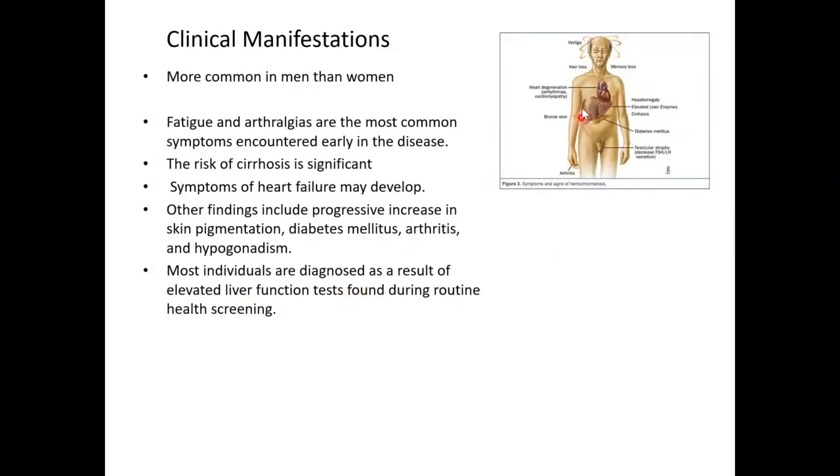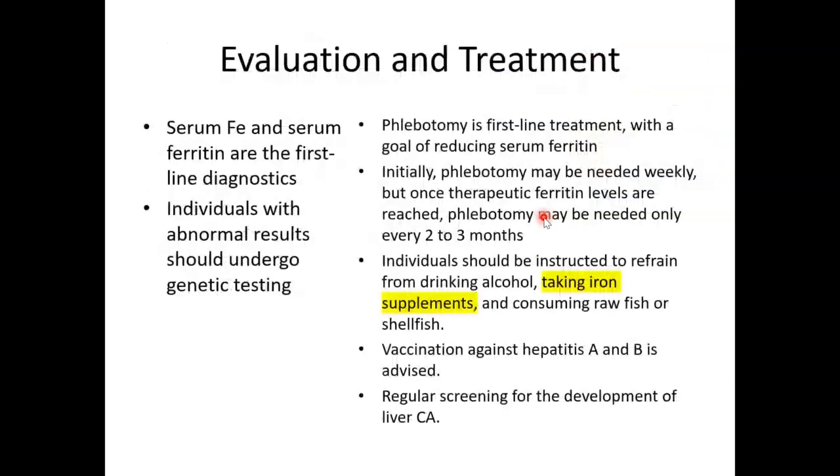That's often how it's found, or somebody may come in already in a progressive stage with some symptoms like what we're seeing in this person right here. And then evaluation, serum iron and serum ferritin are the first diagnostics. Individuals with abnormal results should undergo genetic testing. Again, make sure that it's generally something with genetics versus us giving it to the person, like with transfusions. Phlebotomy, talking about that again, is the first line of treatment with a goal of reducing the serum ferritin. Ferritin stores iron. Initially, phlebotomy may be needed weekly, but once the therapeutic ferritin levels are reached, phlebotomy may be needed only once every 2 or 3 months.